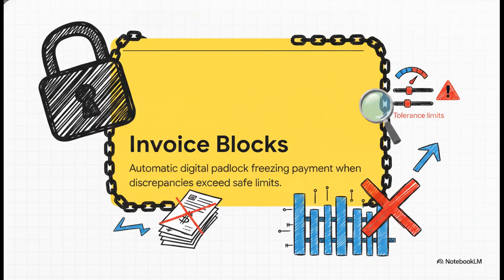But then, on the flip side, we have Invoice Blocks. This is literally an automatic digital padlock. It completely freezes the payment the exact second a discrepancy exceeds that safe preset tolerance limit we just talked about.